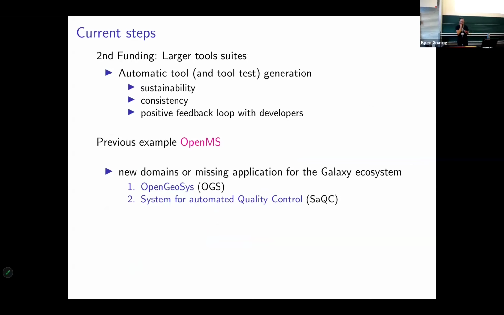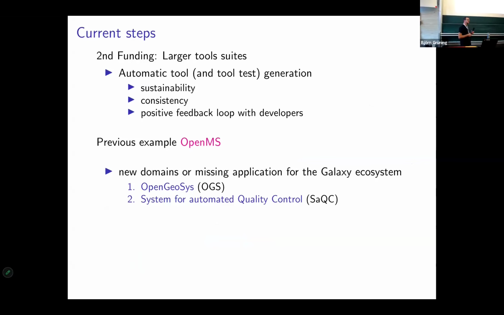Okay, so current steps. What I actually want to talk about is that I got a second funding for larger tool suites. So this was just the beginning, small tools with a decent number of parameters. And now I was trying to get Galaxy tools for two bigger software projects originating at the U of Z.